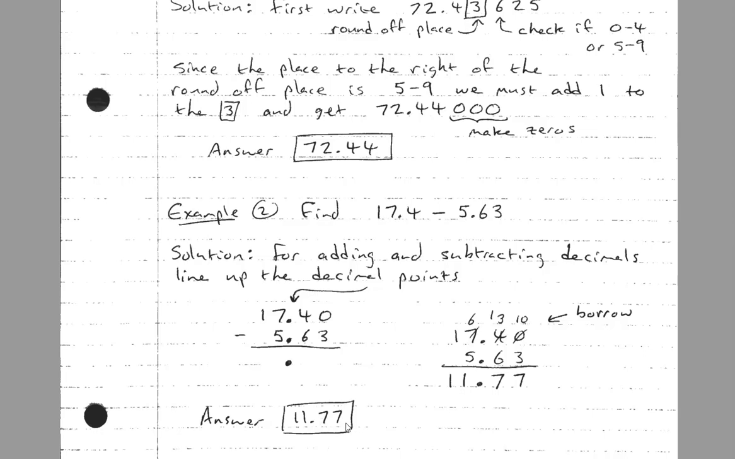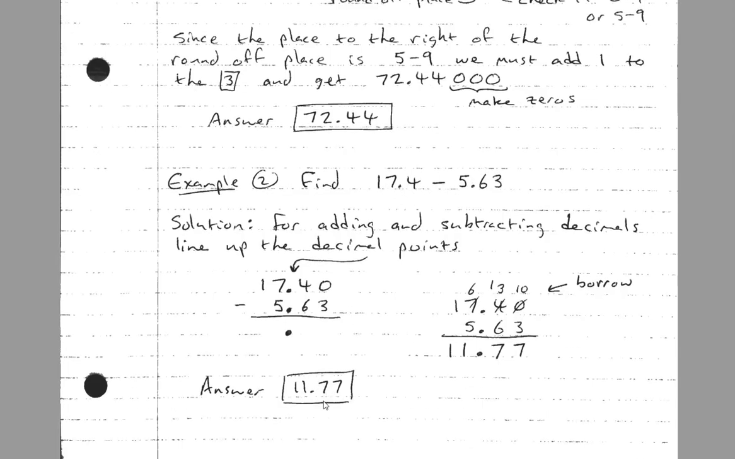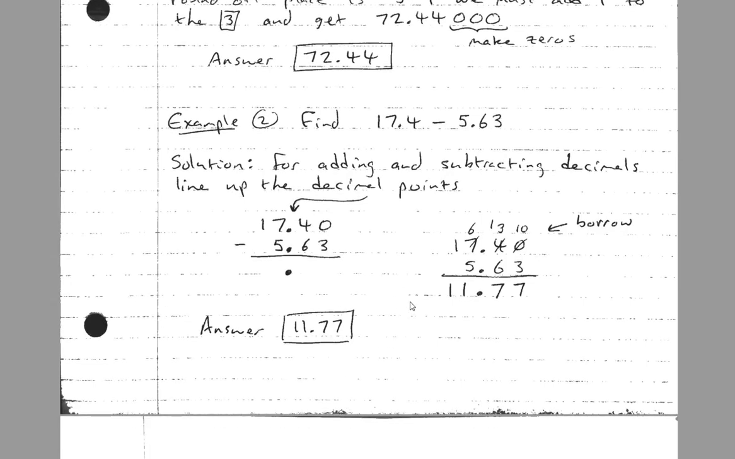And just double checking this makes sense. Yeah, if it was, say, 17 minus 5, that would be 12. And this is close to 12. All right, so for adding and subtracting decimals, line up the decimal points.